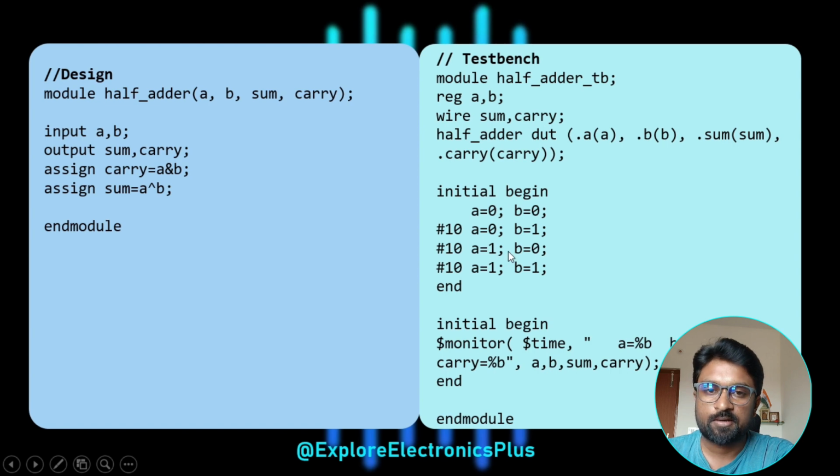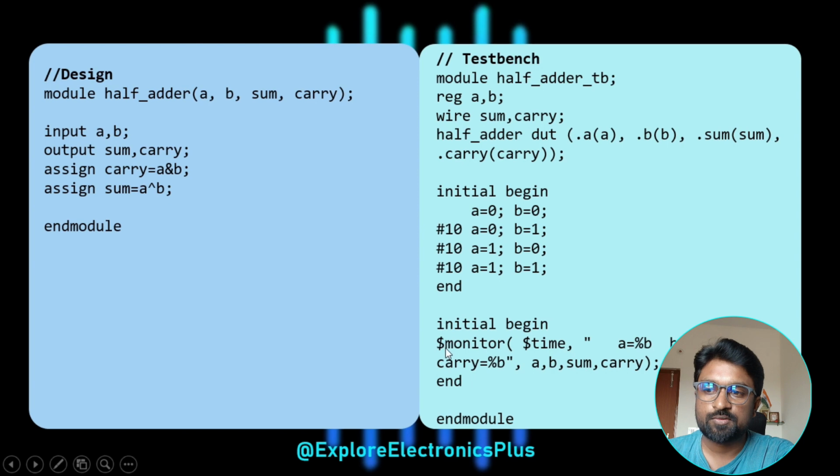We need to give the values for A, B using an initial begin block. Within the initial block, we can assign the different values, and for the different values, we need to give the delay. This will be executed one after the other. A is equal to 0, B is equal to 0 will be executed. Then after 10 time units, A0, B1 will be executed. After 10 time units, A1, B0 will be executed. It means this statement will execute after 10 time units, this statement will execute after a total of 20 time units, and the next statement will be assigned after 30 time units. So this is how the delays will be calculated.